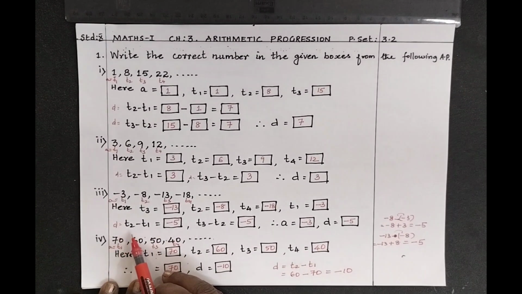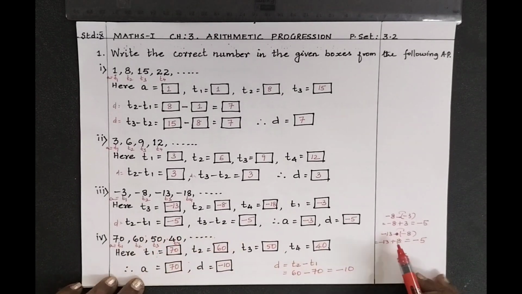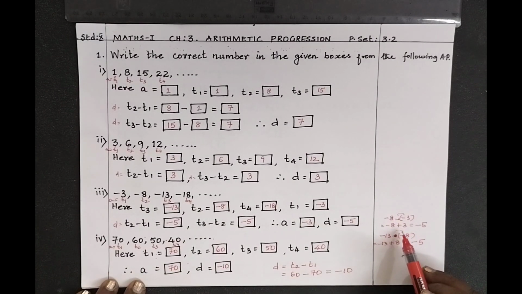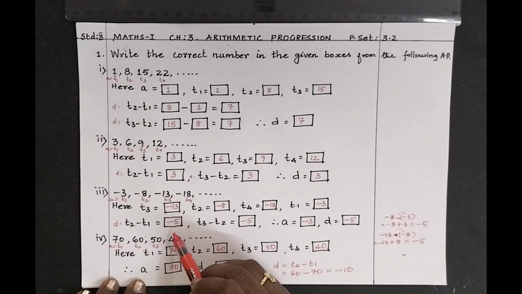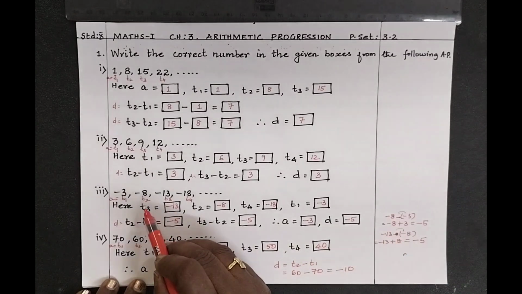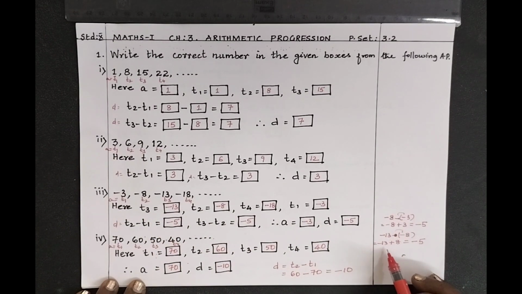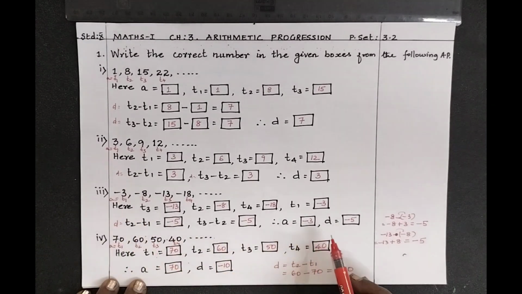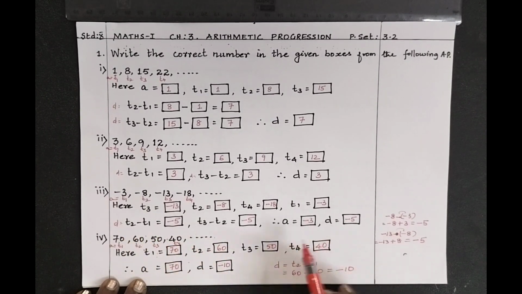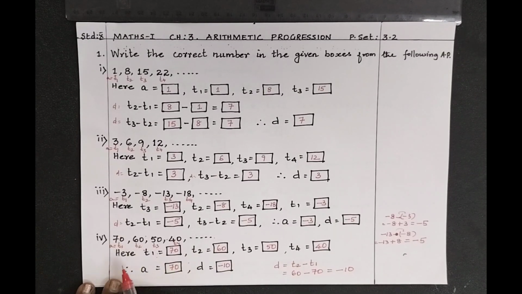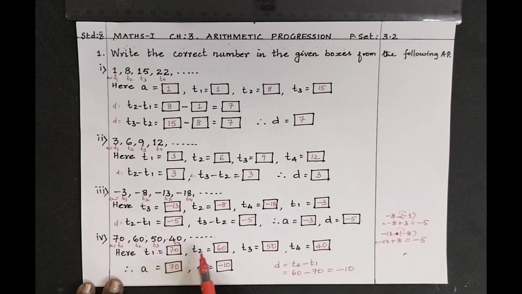Now D is equal to what? T2 minus T1, that is T2 is what? Minus 8 minus of minus 3, that is minus of minus is plus, plus 3. Minus 8 plus 3 is what? Minus 5. Next T3 minus T2. T3 is what? Minus 13 minus of minus 8. Minus of minus is plus, minus 13 plus 8, which is equal to minus 5. A is the first term, that is minus 3. So D is the common difference, that is T2 minus T1 or T3 minus T2, that is what? Minus 5.